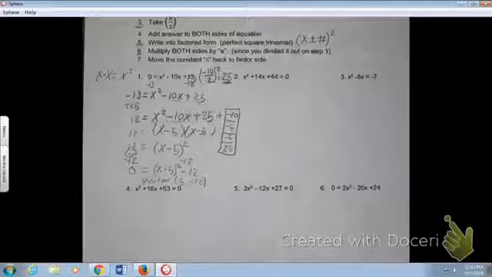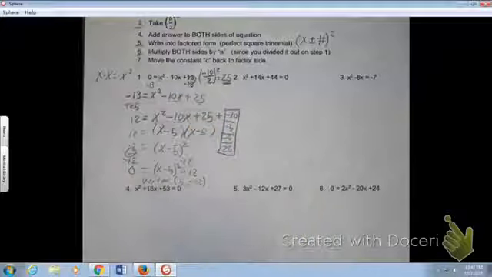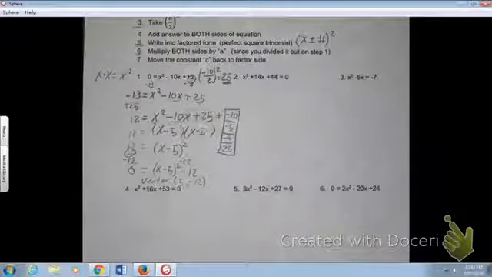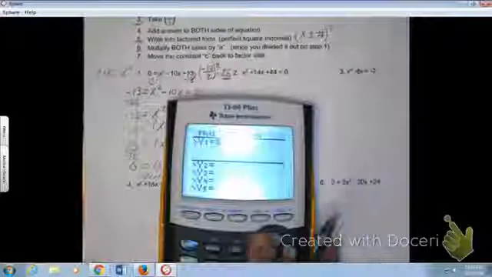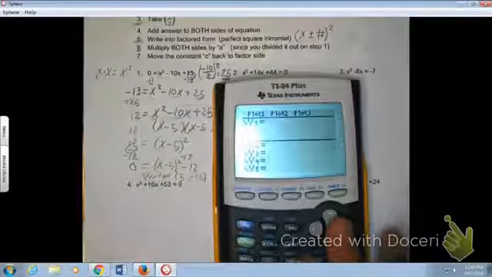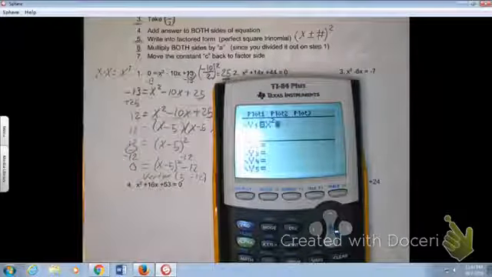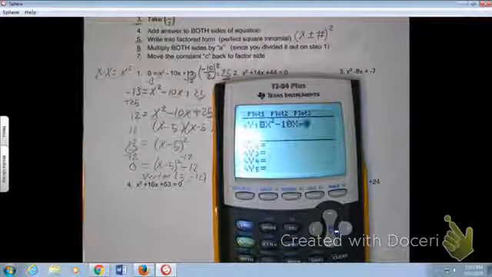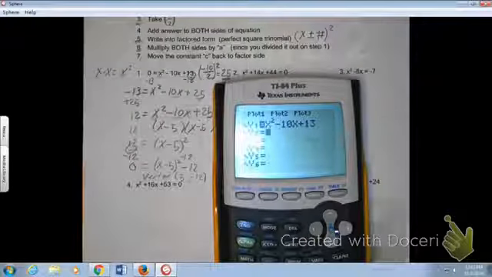Now, let's test if this is right. So graph this in your calculator. Y equals absolute value x squared minus 10x plus 13. So now, we're saying that if this is correct, this is the vertex, right?